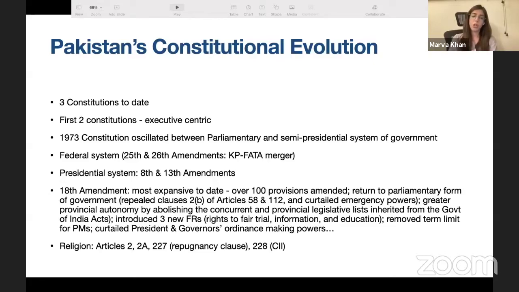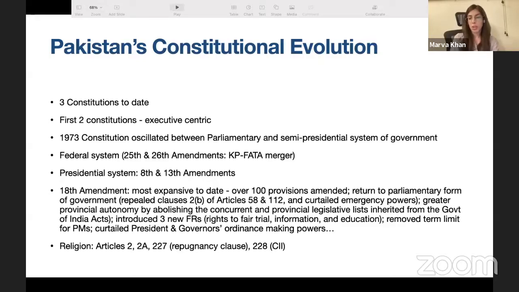So how, except for Article 2A, right? Article 2 makes Islam the state religion of Pakistan. The repugnancy clause, Article 227, says that anything that's repugnant to Islamic injunctions is going to be void, and that's essentially one of the gateways to the Federal Shariat Court. Those two things essentially have always been there.